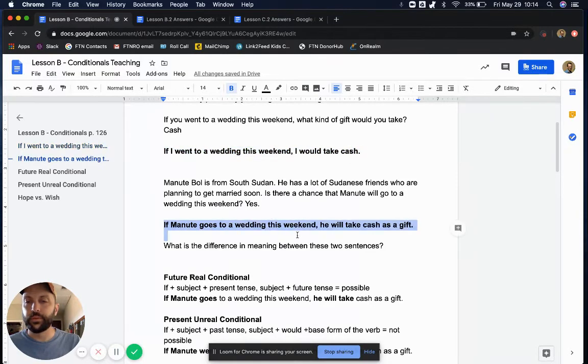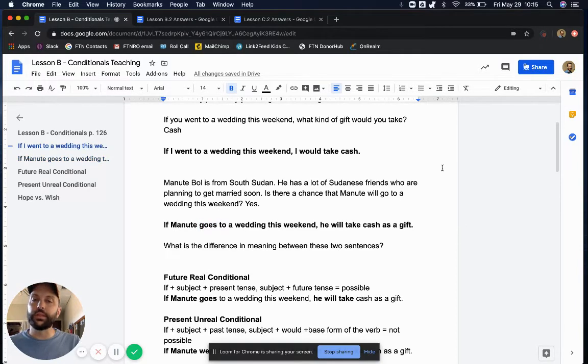Here, we're talking about Manute again. Notice the difference. If Manute goes to a wedding this weekend, he will take cash as a gift. Okay, what's the difference between the two? Well, if your answer is that in this first sentence, in the if clause, they use the past tense, and here in the second sentence about Manute, in the if clause, they use the present tense, you're right. That is a very important difference.